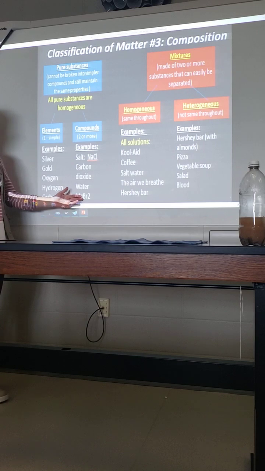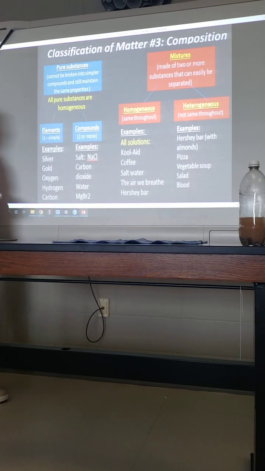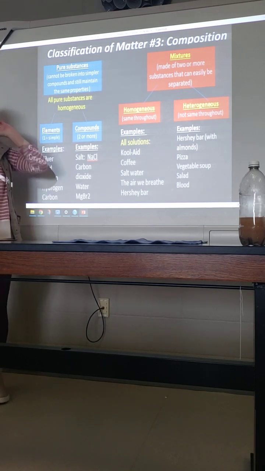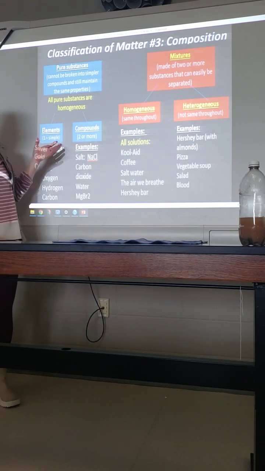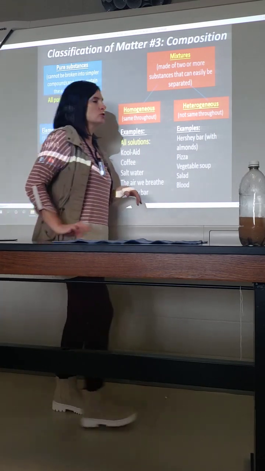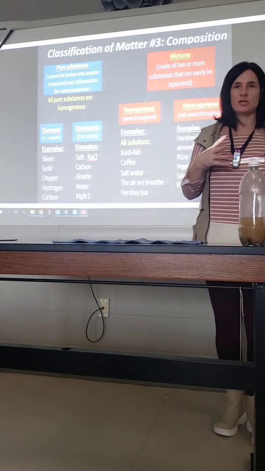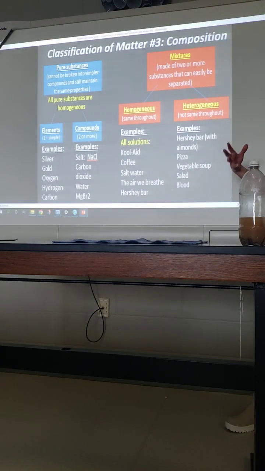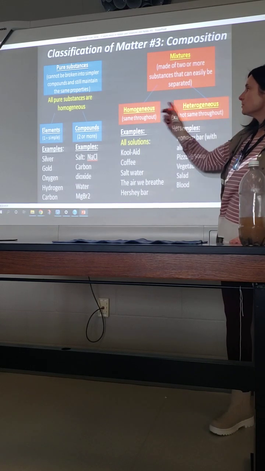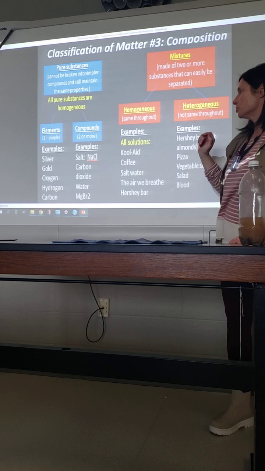So you can have a combination of a few elements to make a compound, or you can just have the elements by themselves. Really, we have many more things that are considered mixtures. Mixtures are where you have a combination of multiple substances that can't be broken down or easily separated. Within the mixtures, we have two types: homogeneous and heterogeneous.